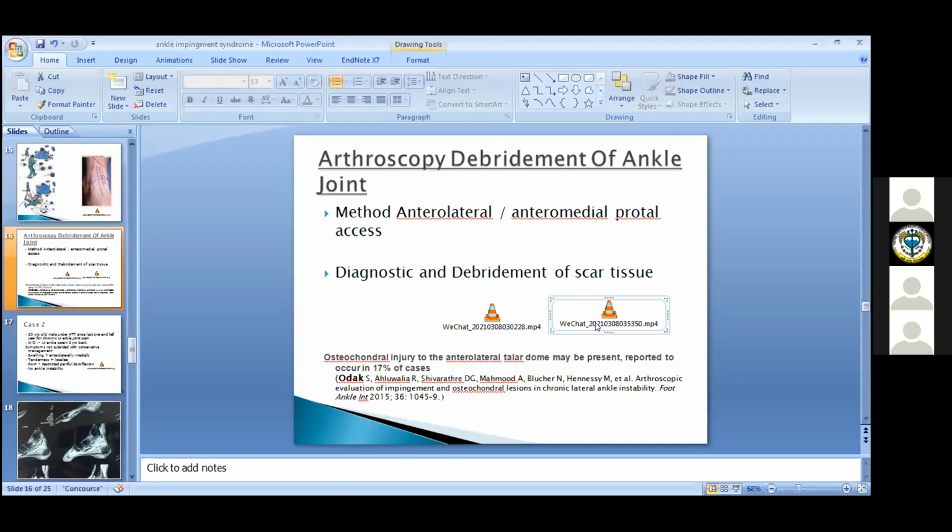We can see the osteochondral lesion here. This is very common with synovitis and impingement syndrome, in those who have chronic pain.